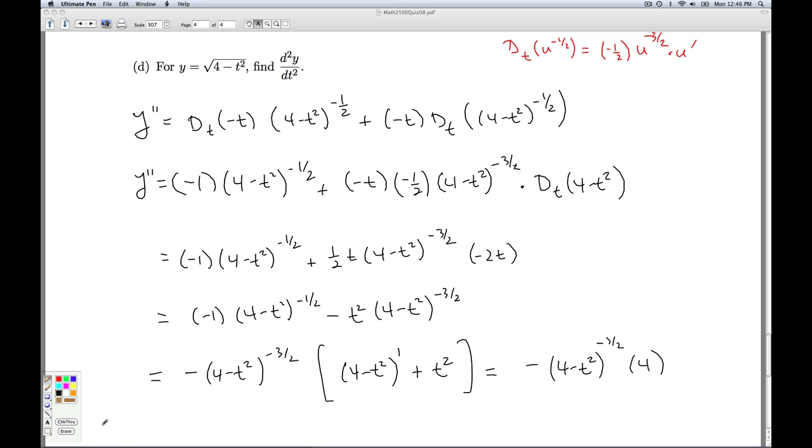Y double prime equals, the negative is going to stay with the 4 in the numerator. This is going to get shipped to the denominator. Negative 4 divided by (4 minus t squared) to the positive 3/2 power. And that'll do it for part D.